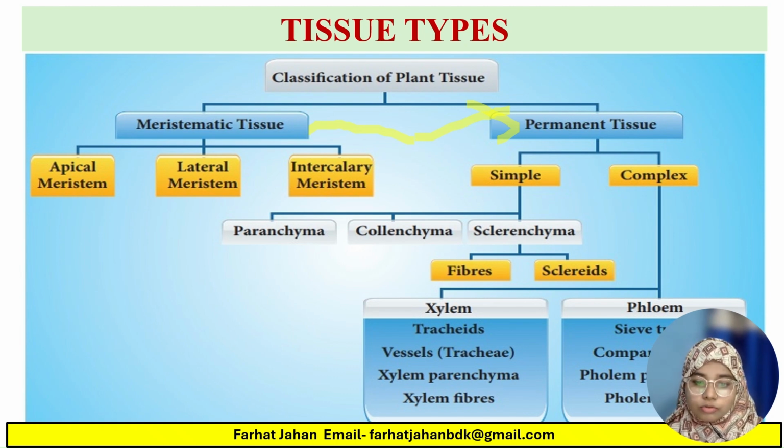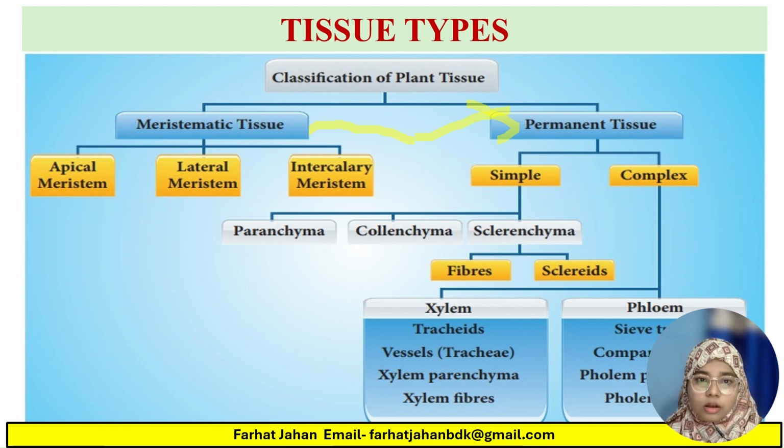It is further divided into two types, that is simple and complex permanent tissue. So simple permanent tissue is made up of one particular type of cell which includes parenchyma, collenchyma and sclerenchyma. Parenchyma is living, thin-walled. It helps in storage and photosynthesis. However, the collenchyma is living and thick-cornered, which provides flexibility. The sclerenchyma is known as the dead, very thick-walled, which gives strength to the tissue.